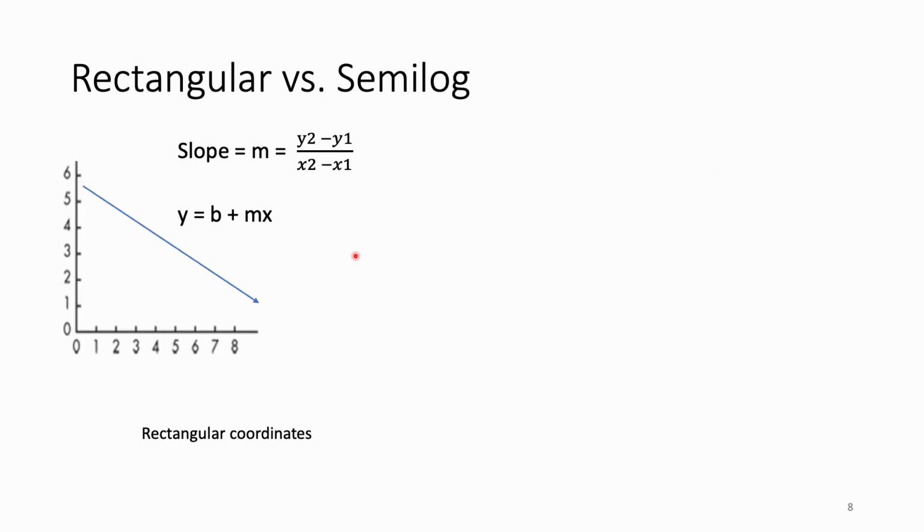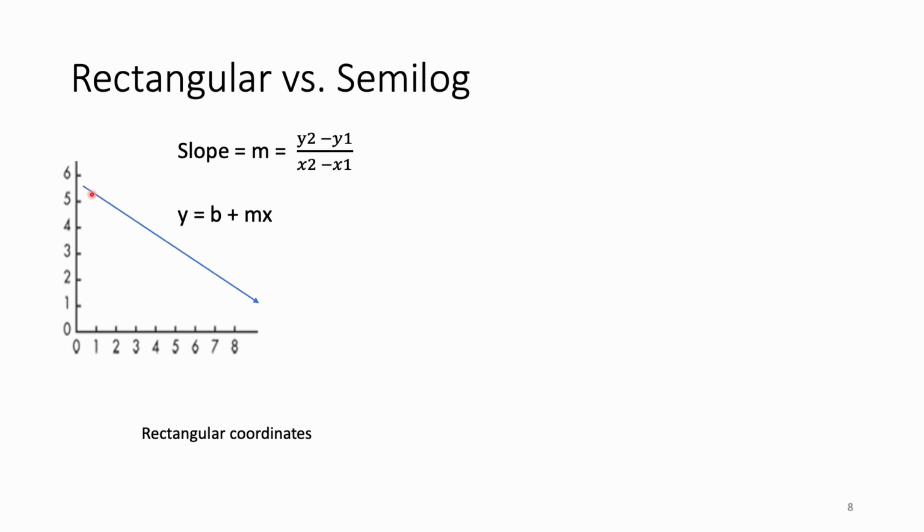Now we review the presentation of rectangular versus semilog on the graph. For this graph, any change in the unit of the x axis or y axis is proportional. For example, from 0 to 1 equals 1 to 2, equals 2 to 3, and so on, and likewise on the y axis. So the units on both axes are proportional. For this case, we call it rectangular paper.